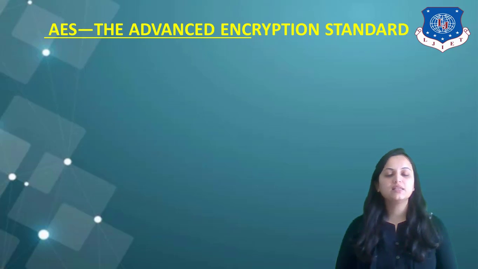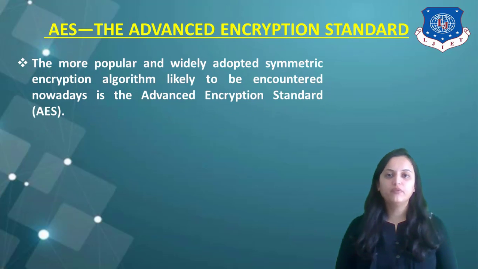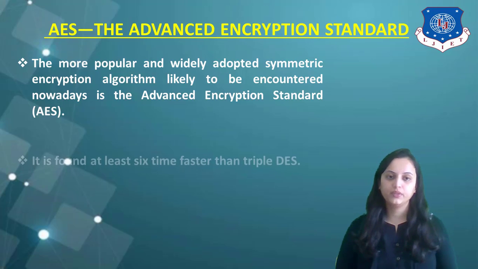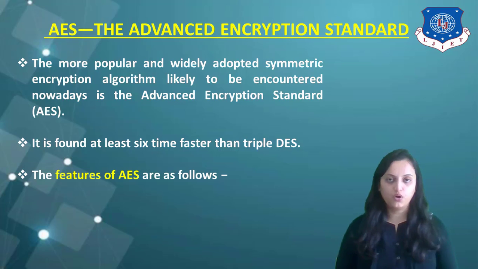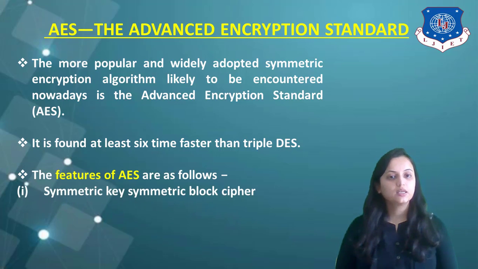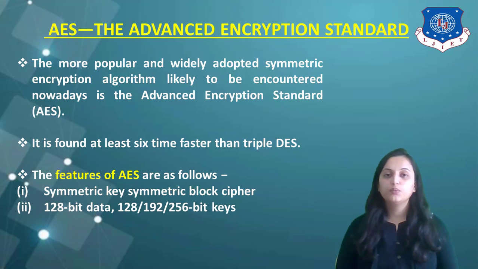Now next is Advanced Encryption Standard, that is AES. The more popular and widely adopted symmetric encryption algorithm which is likely to be encountered nowadays is AES. It is found to be at least 6 times faster than triple DES. The features of AES are as follows. First one is symmetric block cipher. Second is 128-bit data and a 128, 192 or 256 bit key.